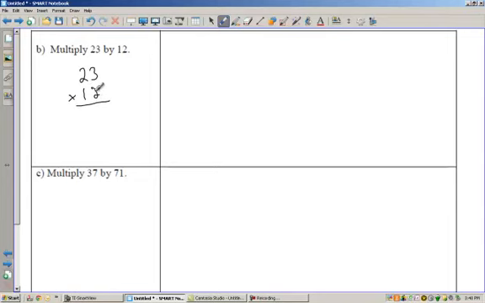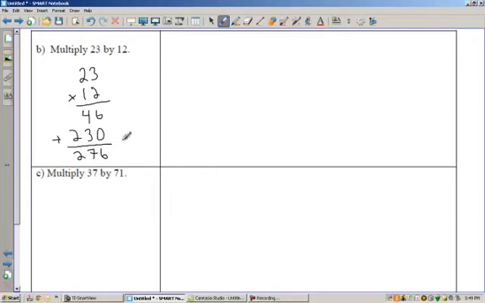And I was taught, I say 2 times 3 is 6, and 2 times 2 is 4. And then I put a 0 here, because that's what I was taught. And then 1 times 3 is a 3, and 1 times 2 is a 2. And I simply add the columns together. So 6, and then I get a 7, and I get a 2. So 276. That's what 23 times 12 is.